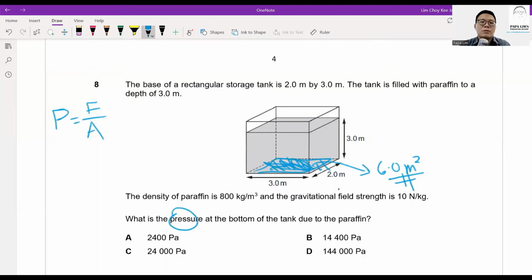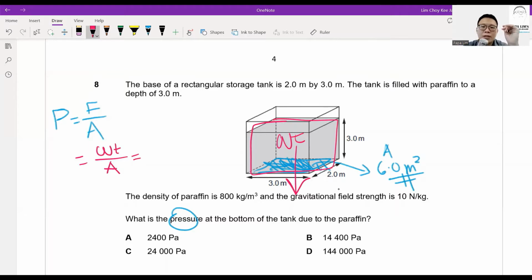But what is interesting is where do I get the force? So this is the area. For force, or what we call the weight, the force is this object here, which is the weight exerting onto this particular surface, the blue surface. The force here will be the weight of the liquid, divided by the area. For the weight of the liquid you have to do a simple manipulation because you're not given the mass, but you are given density.